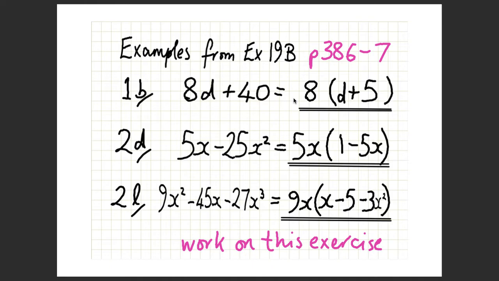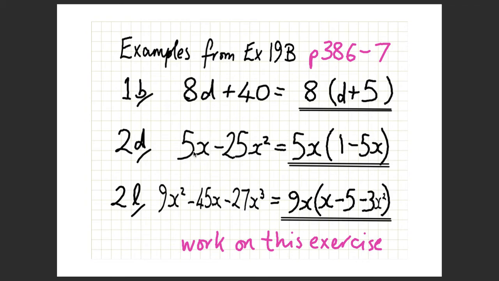So here's some examples from the book. 8d plus 40 factorised. The biggest thing that 8d and 40 can both be divided by is 8. Now in order to get the 8d, I need to multiply the 8 that's outside the brackets by d, so I have a d inside the brackets. And then in order to get the 40, I need to multiply the 8 that's outside the brackets by a 5, so I have a 5 inside the brackets, and 8d plus 40 is equivalent to 8 brackets d plus 5.